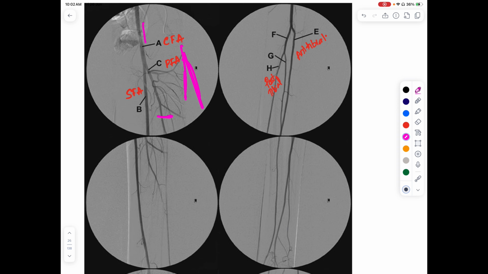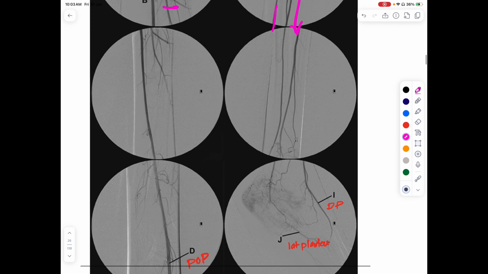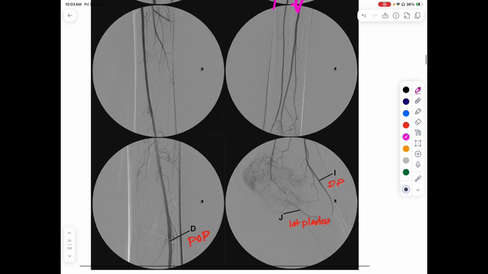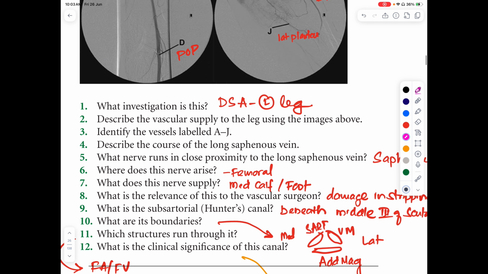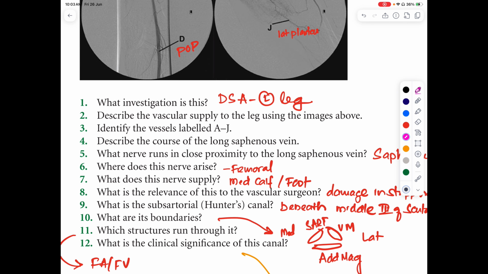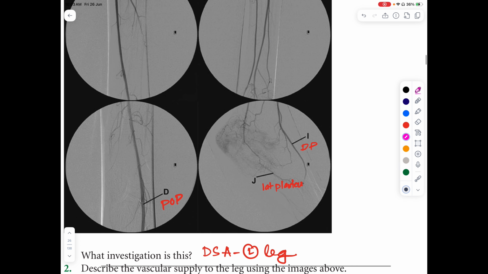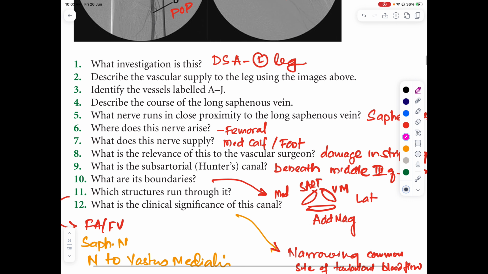So the posterior tibial, the anterior tibial continues down into the dorsalis pedis, and the posterior tibial pulse is palpable behind the medial malleolus. So here you get dorsalis pedis, lateral plantar, and then there is the popliteal artery. So this investigation, digital subtraction angiography, shows the vascular supply of the leg, identify the vessels E to J. So we identified the vessels, now describe the course of the long saphenous vein.